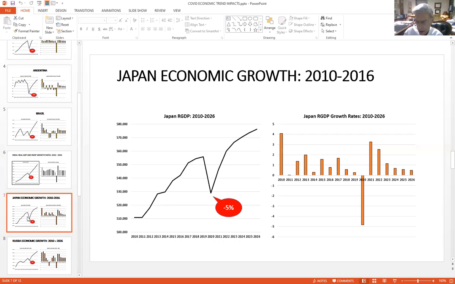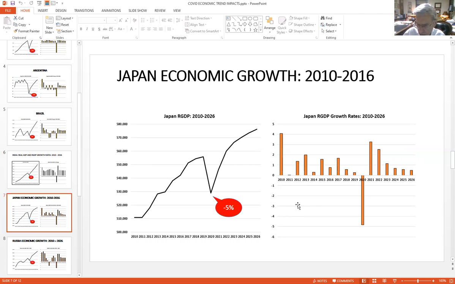Here's Japan. You may be wondering when you look at this chart, this dip looks just as big and bad as the one in Argentina, but Argentina's decline was 10%, and this one's only 5%. Why is that? It doesn't look right. And then you look at the growth rate chart, and you see that 1% has been a pretty fast growth rate for Japan, and in about half of the most recent years, it didn't achieve it.